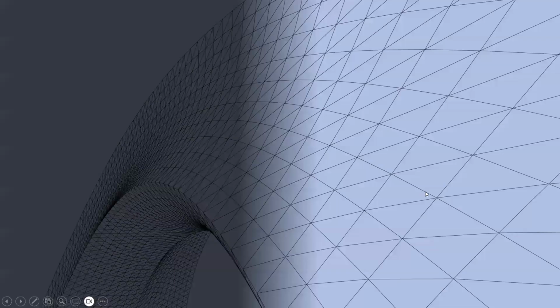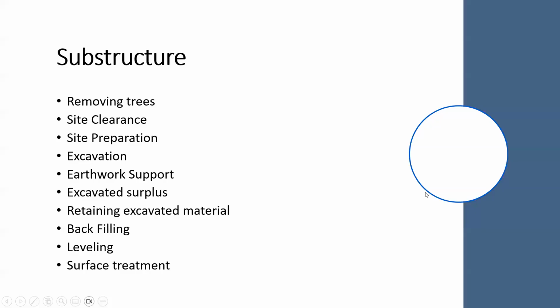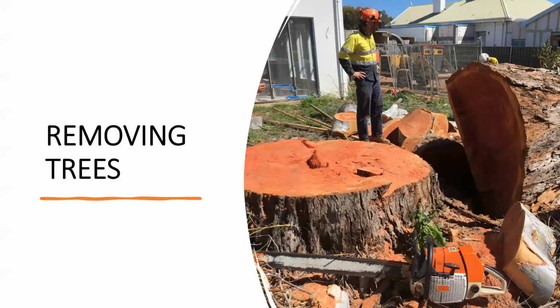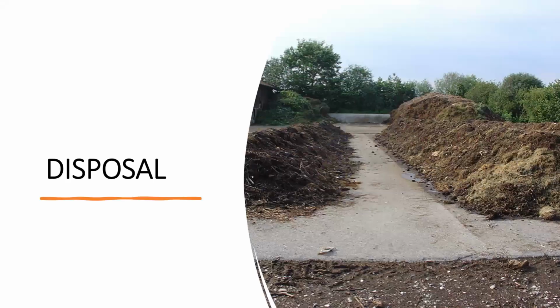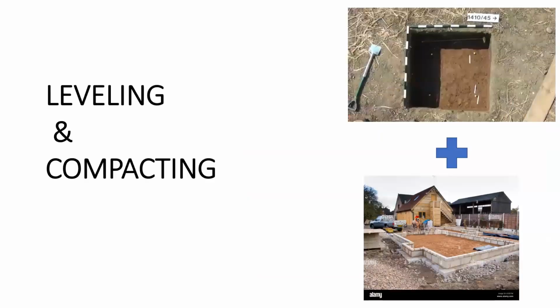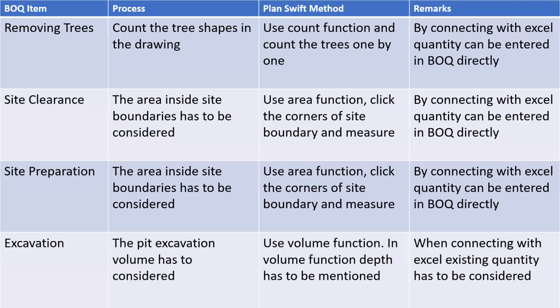As you can see in this note, this is for substructure. In this note, I have explained about removing trees, site clearance, site preparation, excavation, earthwork support, excavated surplus, rotating excavated material, backfilling, leveling, and surface treatment, everything. Site preparation, excavation, earthwork support, disposal, retaining, leveling and compacting, anti-termite treatment. And at the end of this lecture note, you can see the process.